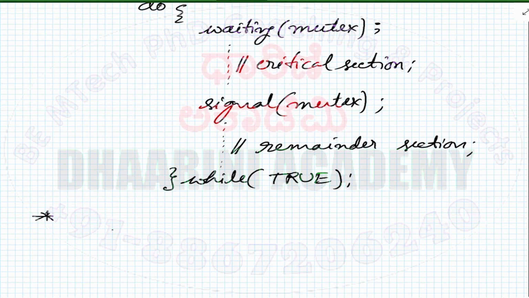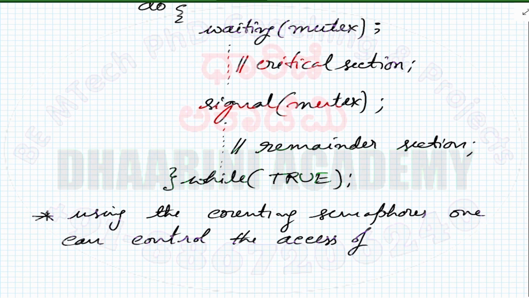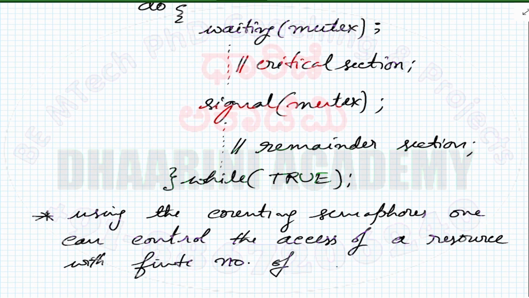Using counting semaphores, one can control the access of a resource with a finite number of instances.